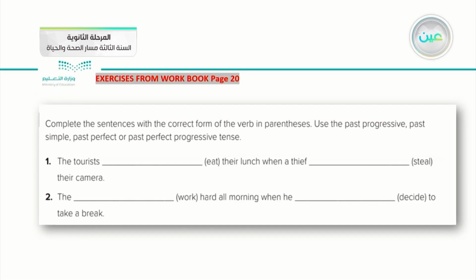Okay, now we will apply all this grammar, with form and meaning from Unit 2, through these questions. If you want more practice, you can return to your workbook and you will find a lot of exercises that help you develop choosing the correct answer. Complete the sentence with the correct form of the verb and partners. Use the past progressive, past simple, past perfect, or past perfect progressive tense. They give you four tenses and they want you to apply these two things. We begin with number 1.